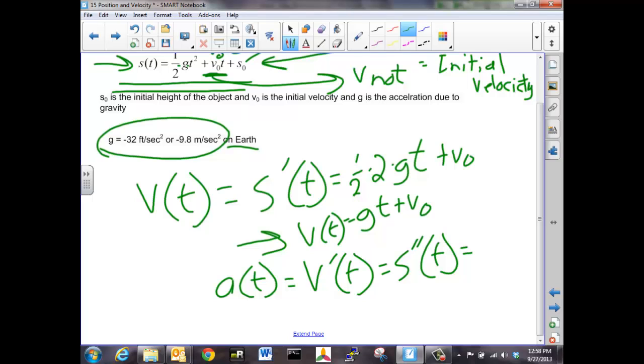Hawkins did that. So acceleration, look, my velocity is gt plus v sub 0. So my acceleration is simply g. I'm learning more. What's the g stand for? T is time. So we're going to be measuring time in seconds. So how many seconds something's going on, okay?